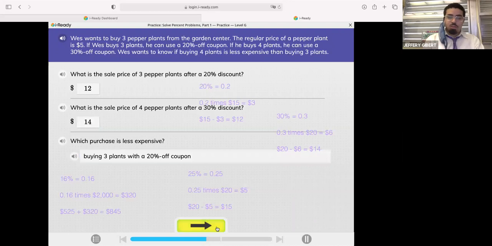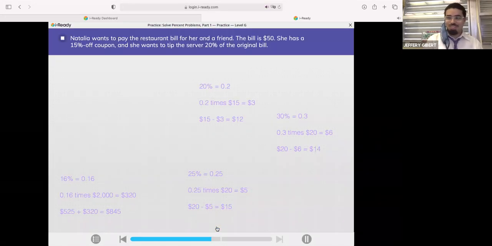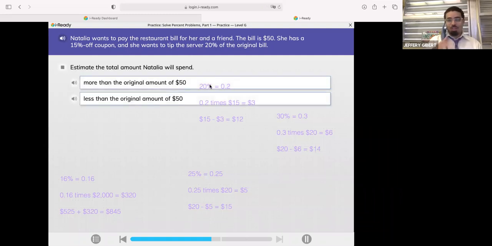I think it's the last one. Natalia wants to pay the restaurant bill for her and a friend. The bill is $50. She has a 15% off coupon, and she wants to tip the server 20% of the original bill. Estimate the total amount Natalia will spend.